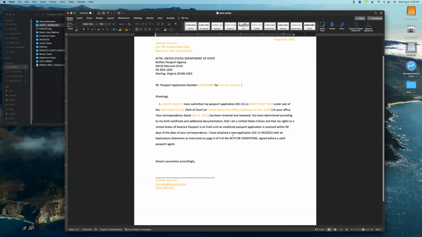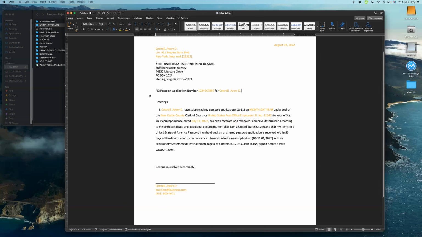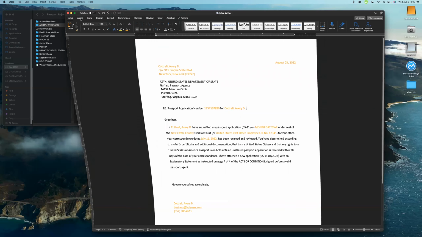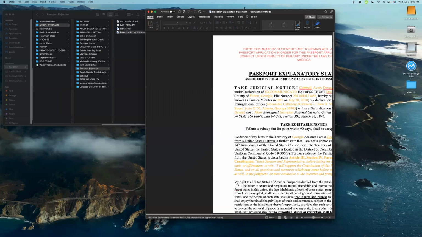I have attached a new application, DS-11, version April 2022, with an explanatory statement as instructed on page 4 of 4 of the acts or conditions, signed before a valid passport agent. Govern yourselves accordingly, and then you would sign and provide your information. So that's the letter. Now, let's look at the explanatory statements to respond to their rejection.